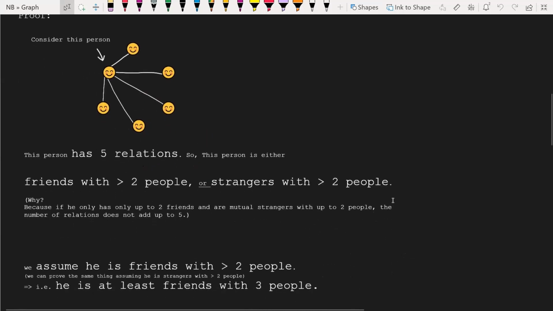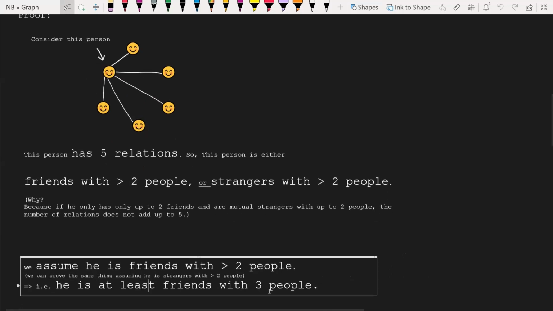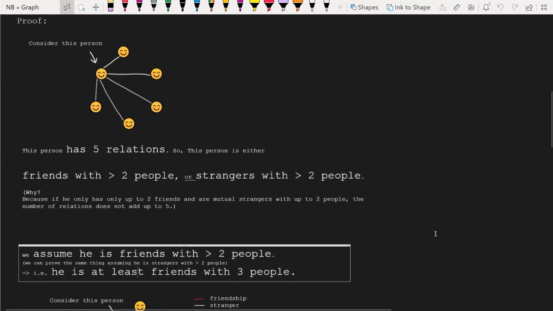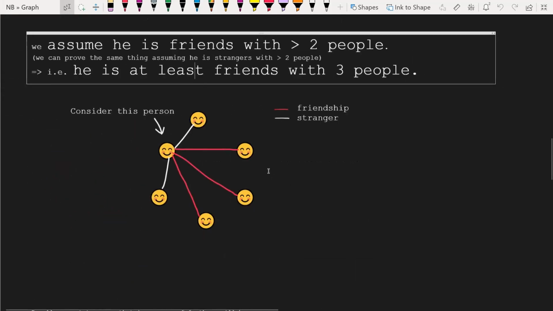So with this, we'll assume that he is friends with more than 2 people. So this means he is at least friends with 3 people because the next integer after 2 is 3. So remember that he is at least friends with 3 people. Okay. Now, that can be shown in this graph like this. So remember we were considering this person, and since we now say he is at least friends with 3 people, that means we can color these edges red, right?